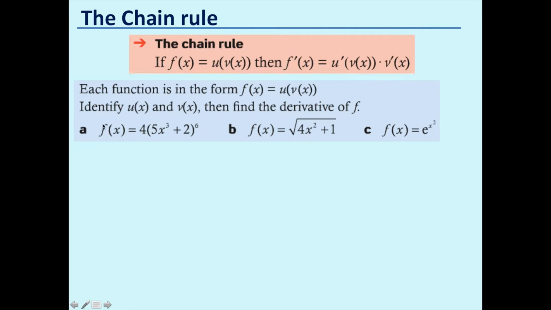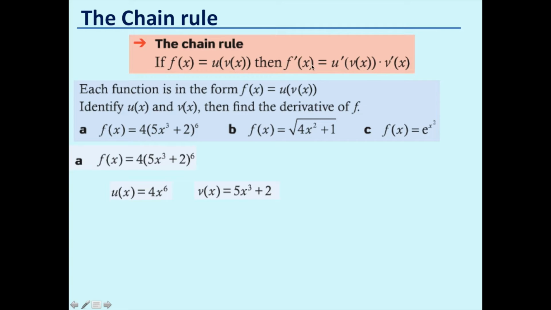So we've got a function f of x. We know it's a composite function. It's 4 brackets 5x cubed plus 2 all to the power 6. So just like we looked at previously, we've got two functions here. The first function is going to be u of x, which is on the outside. So we've got 4 times something to the power 6. So that's going to be our u of x, our function on the outside. Our other function here is going to be 5x cubed plus 2. So that's our function on the inside, v of x here, 5x cubed plus 2.